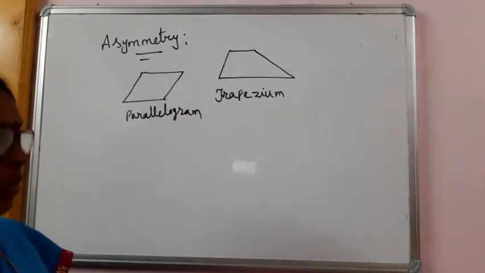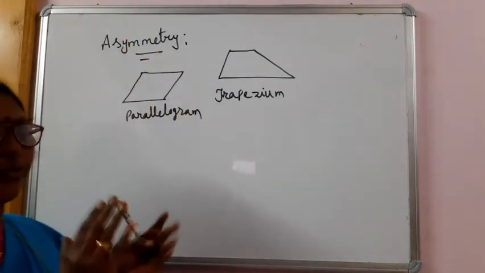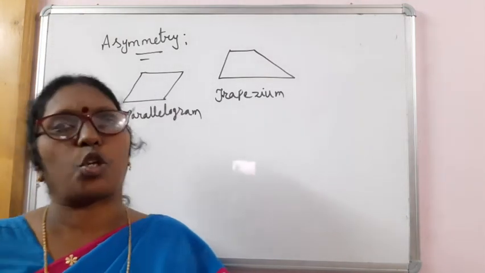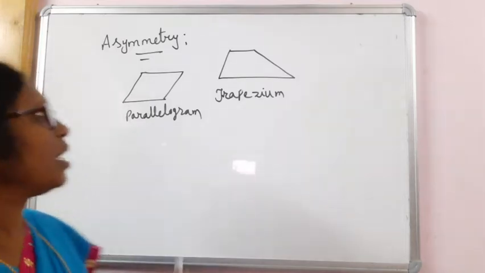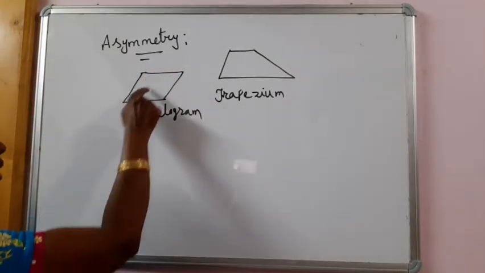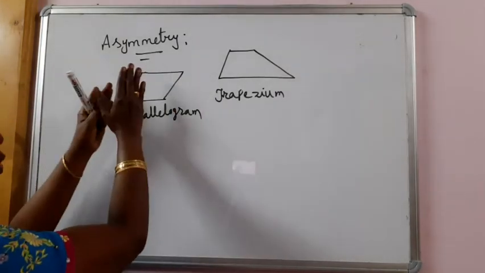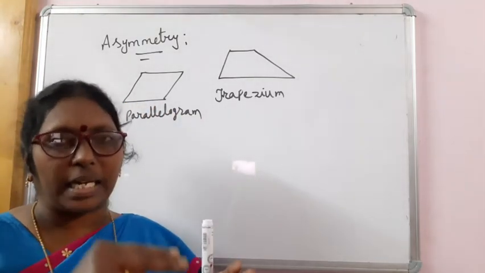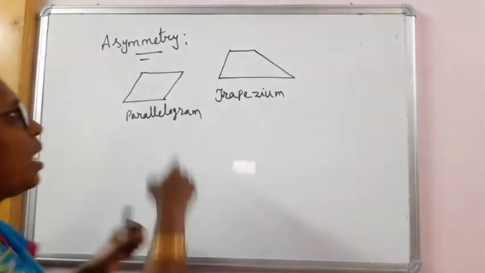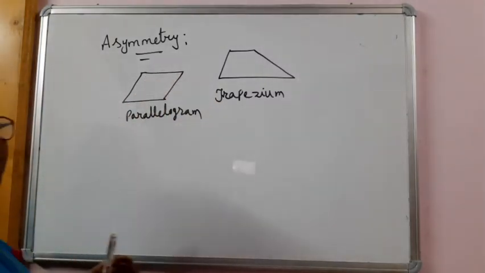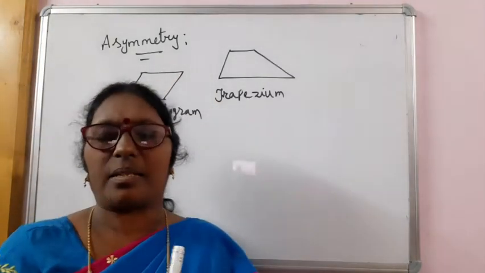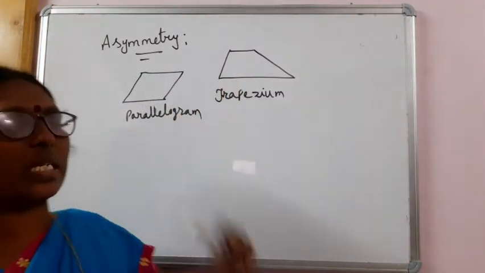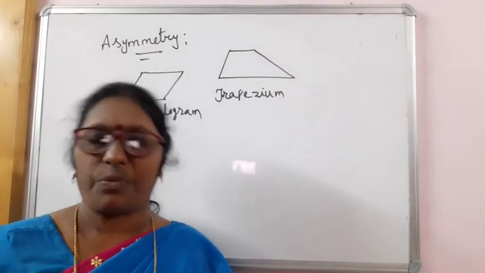The meaning of symmetry is, if you fold along the line, the two parts should coincide. So you may think we can draw a line like this. Take a paper, draw a parallelogram, cut it in the shape of a parallelogram, draw the line like this and fold along the line. Those two parts won't coincide. So these figures are said to be asymmetrical figures.